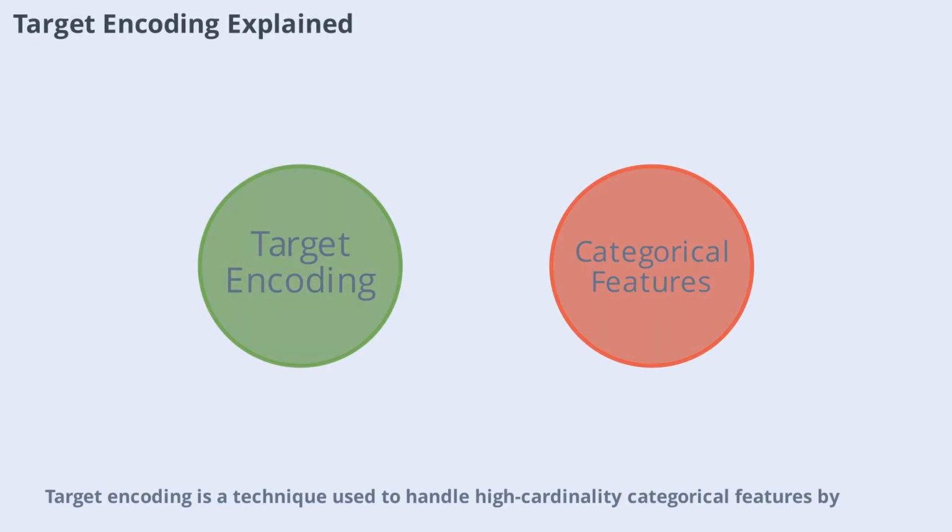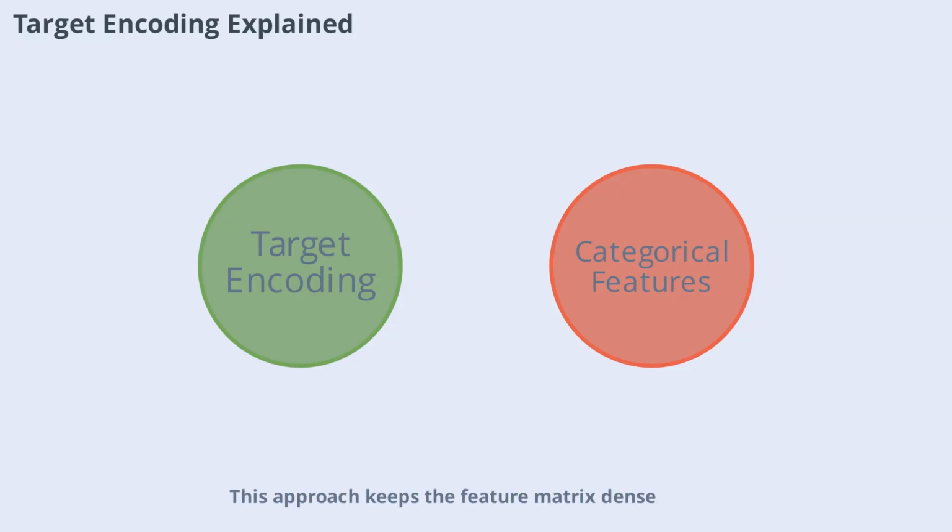Target encoding is a technique used to handle high cardinality categorical features by replacing each category with the mean of the target variable for that category. This approach keeps the feature matrix dense and avoids the pitfalls of one-hot encoding, such as multicollinearity and excessive sparsity.